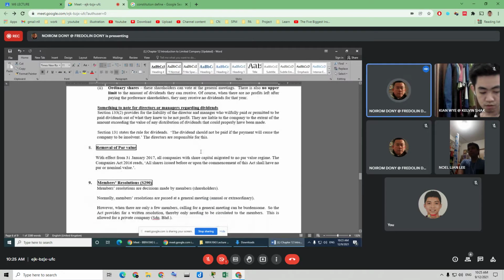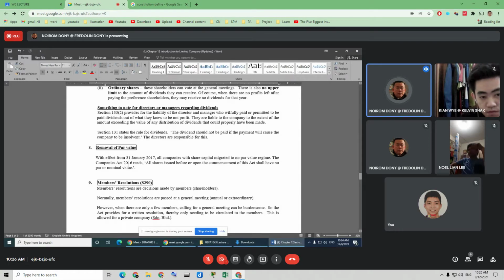Okay, next one is removal of par value. Last time we had par value. Par value is the value that is used to determine the dividend amount. Meaning par value is the original value, the nominal value. Okay, those are other names for par value: original value, nominal value. So with effect from 31st of January 2017, all companies with share capital migrated to the no par value regime.